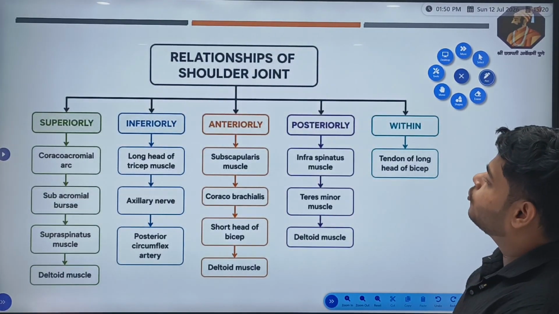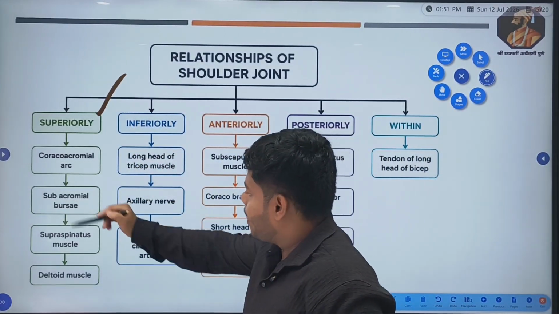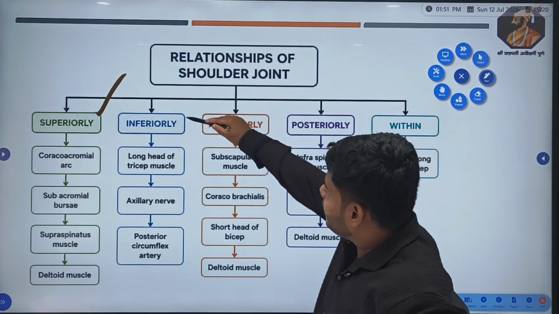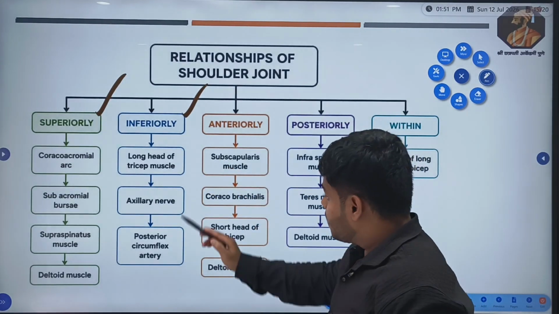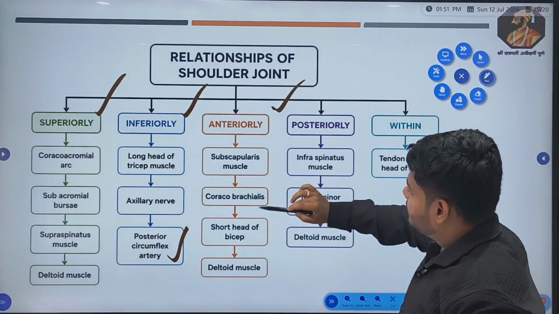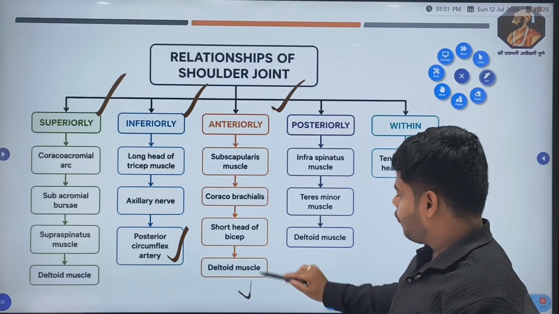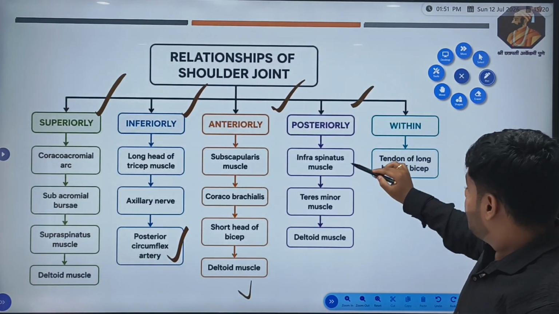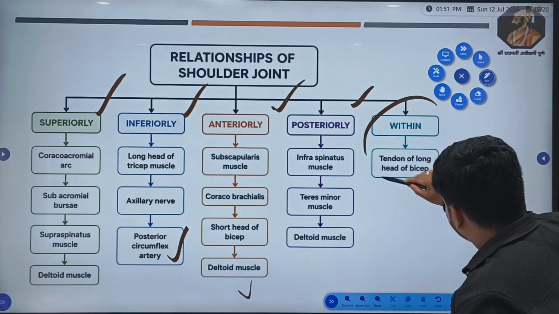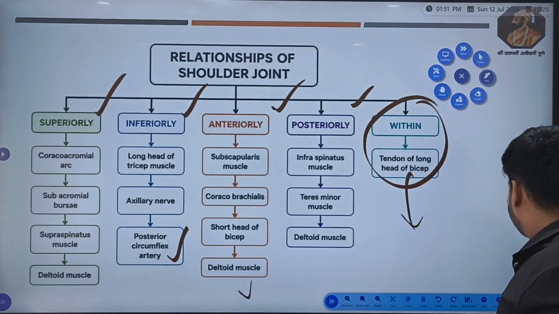Now, relationships of the shoulder joint. Superiorly, the shoulder joint has the coracoacromial arch, subacromial bursa, supraspinatus muscle, and deltoid muscle. Inferiorly, it has the long head of triceps muscle, axillary nerve, and posterior circumflex artery. Anteriorly, it has the subscapularis muscle, coracobrachialis muscle, short head of biceps muscle, and deltoid muscle. Posteriorly, it has the infraspinatus muscle, teres minor muscle, and deltoid muscle. And within the shoulder joint, there is the tendon of the long head of biceps muscle.